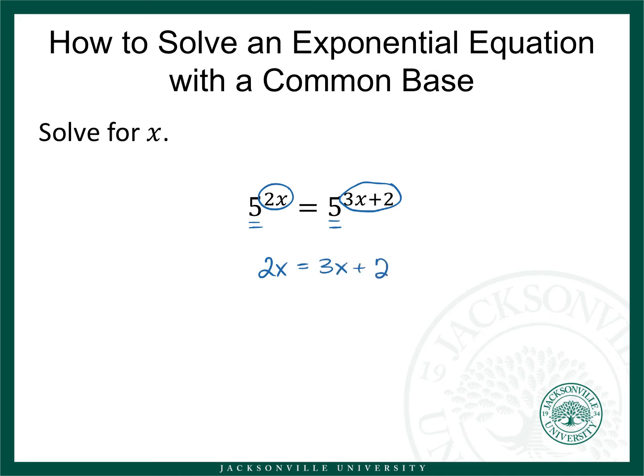So here, I'm going to go ahead and subtract 2x from both sides. And at the same time, I'll go ahead and subtract 2 from both sides as well. So here we're left with negative 2 on the left and x on the right. So x is equal to negative 2.